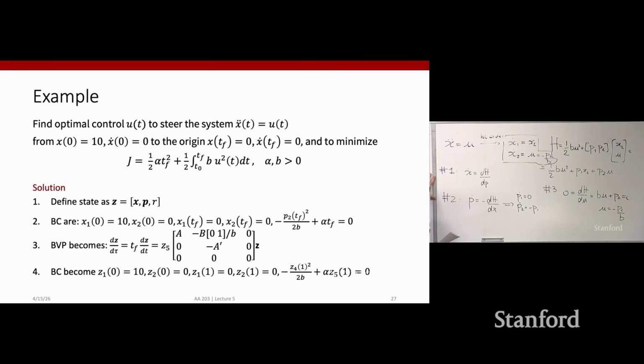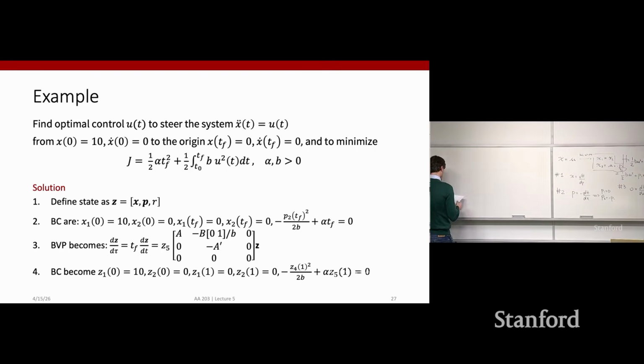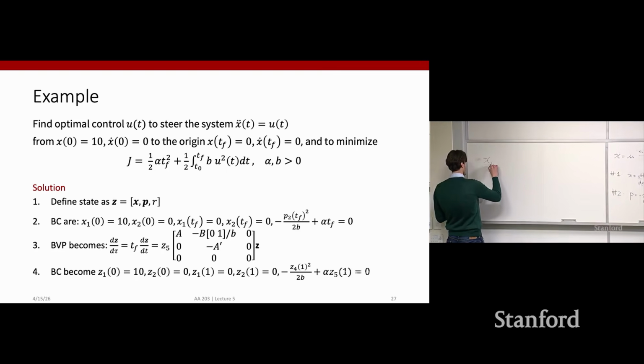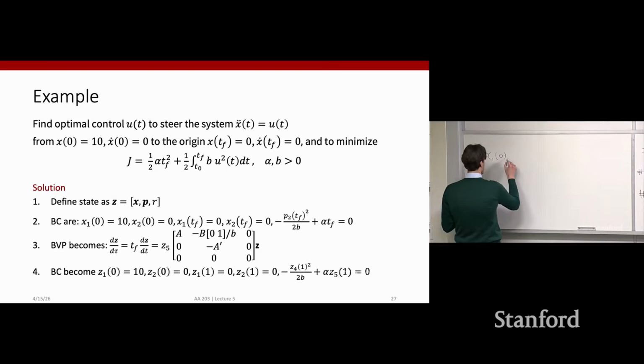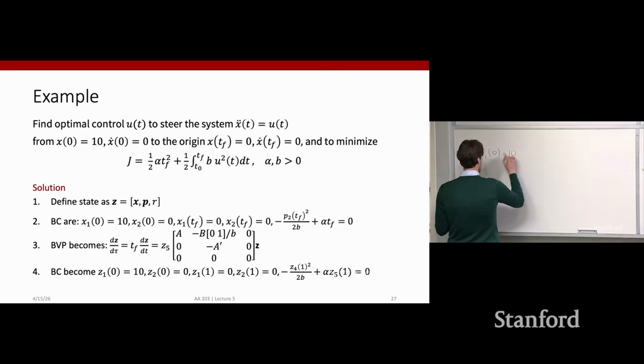In order to solve these differential equations, as usual, we need boundary conditions, where we know the initial and terminal state. So we know that x1 at time 0 is equal to 10. We know that x2 at time 0 is equal to 0. We know that x1 at tf has to be equal to 0. And we know that x2 at tf has to be equal to 0. Right, so we have our 4 boundary conditions.